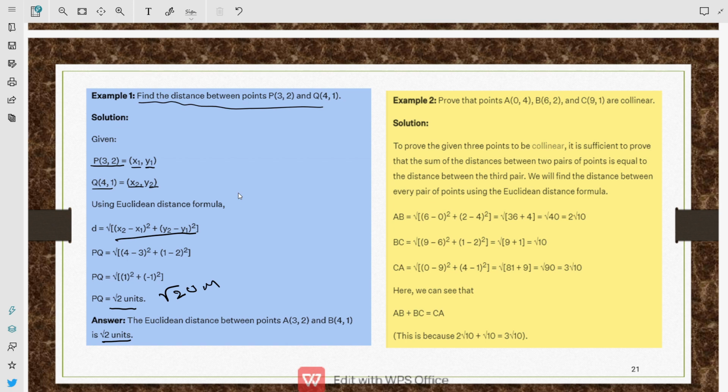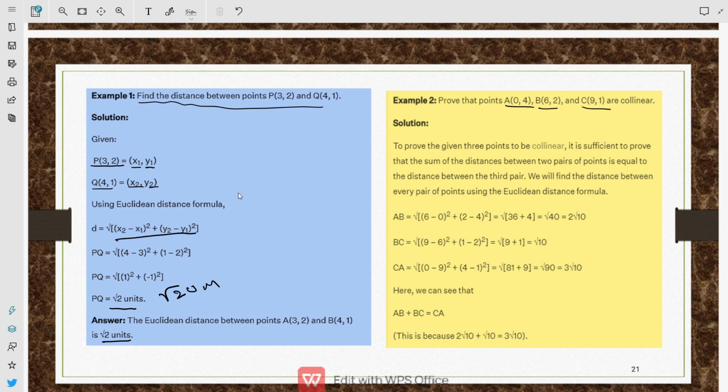Prove that the points A, B, C are collinear. Collinear in the sense that they lie on the same line. That's what collinearity tells. To prove that the given 3 points are collinear, it is sufficient to prove that the sum of the distances between two pairs of points is equal to the distance between the third pair. So we'll find out the distance between each pair.